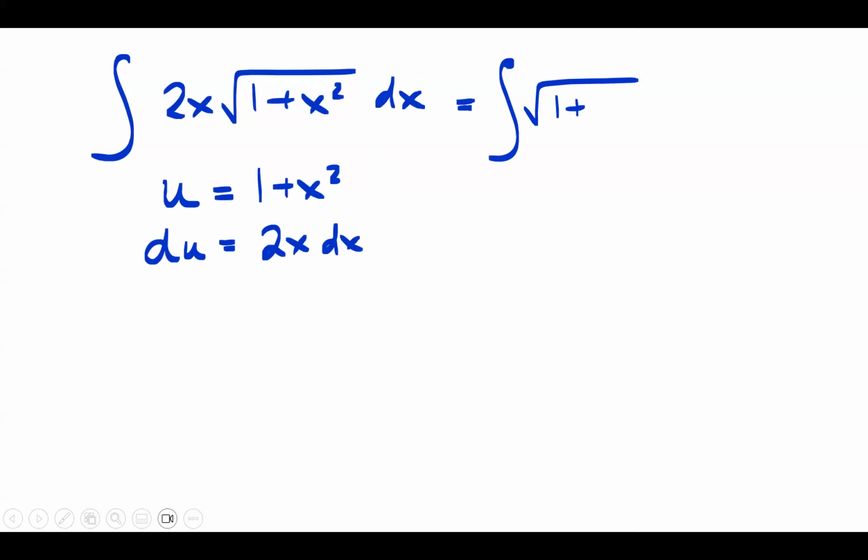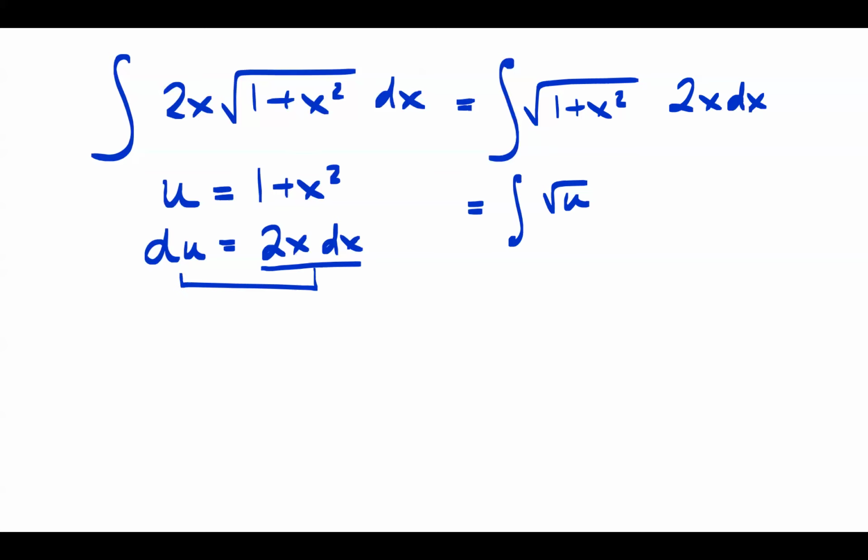So here's what I'm going to do. I'm going to move the square root of 1 plus x squared in front, and I like to have all that stuff at the end. We good there? And this is why we call it substitution. So here it is. We're going to substitute a u in for 1 plus x squared, and then we're going to substitute a du for 2x dx.